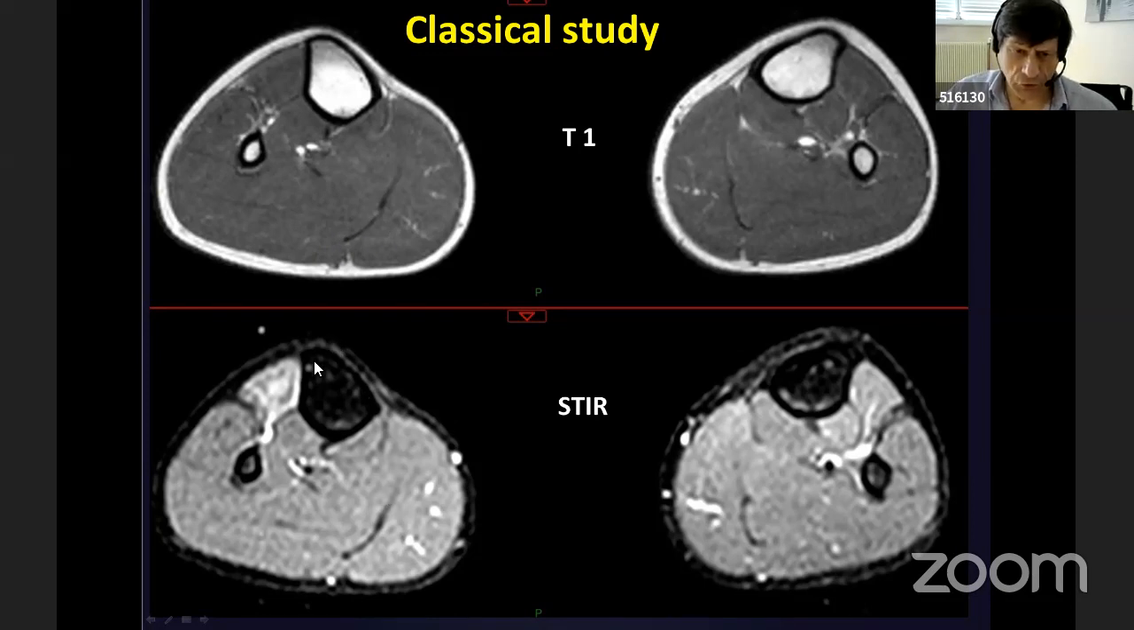When you use a STIR or T2 FATSAT sequence, you have a very low signal in the subcutaneous fat area and in bone marrow. But with this sequence, you are able to detect increased water content in some areas, like here in the tibialis anterior. You don't have fatty replacement in this muscle. You are not able to detect increase of water content with T1 sequence, but with STIR sequence, you can detect edema modification in the tibialis anterior.